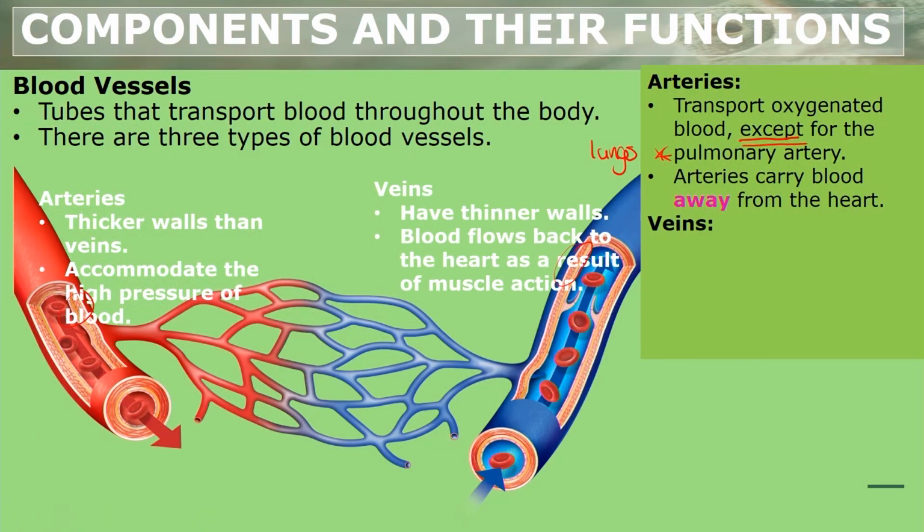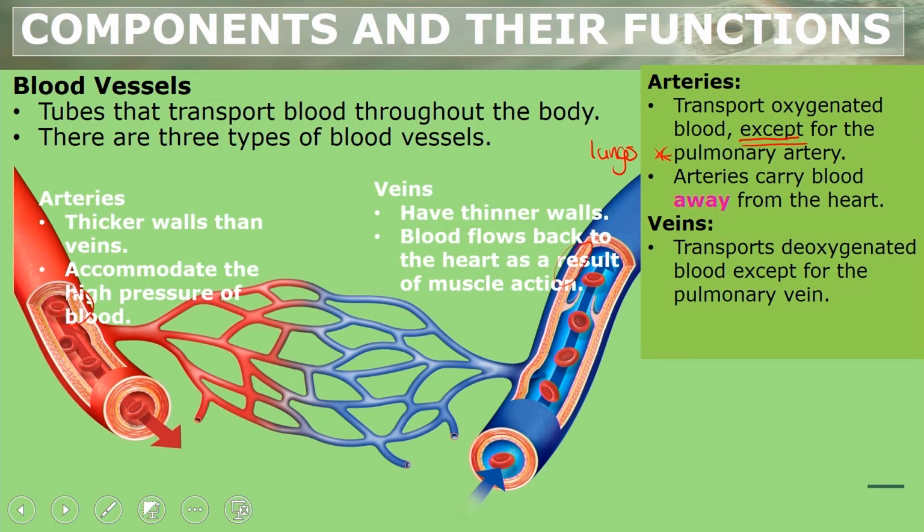Veins transport deoxygenated blood except for the pulmonary vein. Now, veins carry blood to the heart. We already know that if the arteries are carrying the blood away from the heart, then the veins will be carrying the blood to the heart. And we should always take note of the two exceptions, the pulmonary artery and the pulmonary vein.